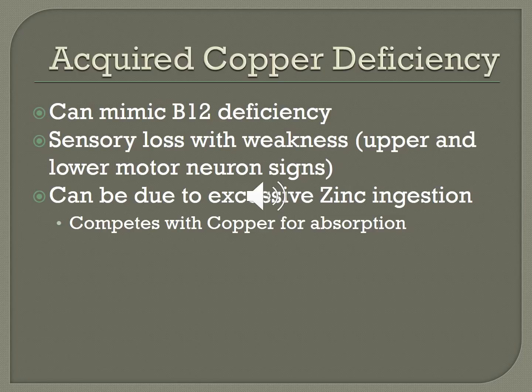So it looks similar to B12 deficiency. So whenever you're checking B12, it's good to check a copper level as well. So patients will have sensory loss with weakness, and that is also upper and lower motor neuron signs.